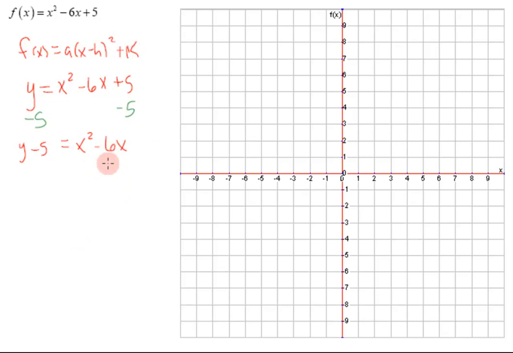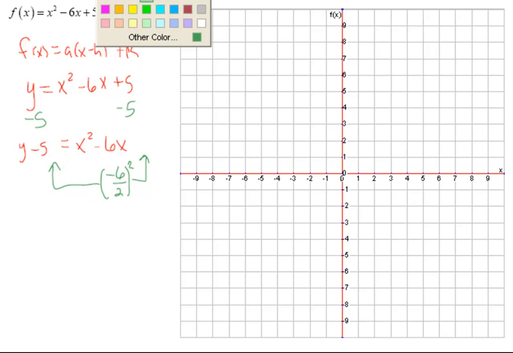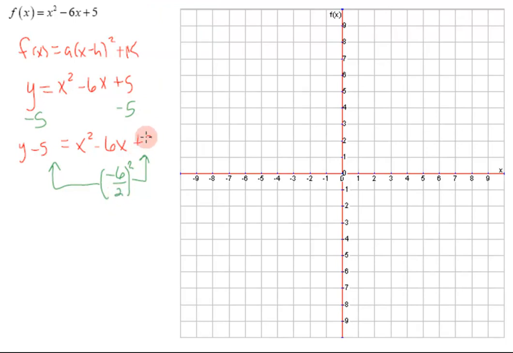I take half of this middle term b, so minus 6 divided by 2. I always write this just like that, and I square it. I add it right there, and I add it over there. The reason why I write this out will be evident in a moment. So negative 6 divided by 2 is negative 3. Negative 3 squared is 9. So add 9. So I'm adding 9 to both sides.